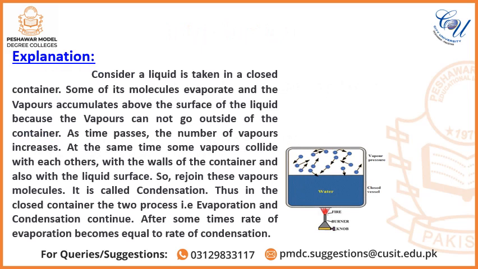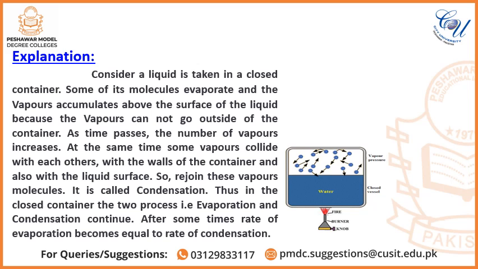Now, explanation of vapor pressure. Dear students, consider a liquid taken in a closed container as shown in the figure. Some of its molecules evaporate and the vapors accumulate above the surface of the liquid because the vapors cannot go outside of the container. As time passes, the number of vapors increases. At the same time, some vapors collide with each other, with the walls of the container, and also with the liquid surface. So these vapor molecules rejoin the liquid and come down, and this process is known as condensation. Thus in the closed container the two processes, evaporation and condensation, continue.